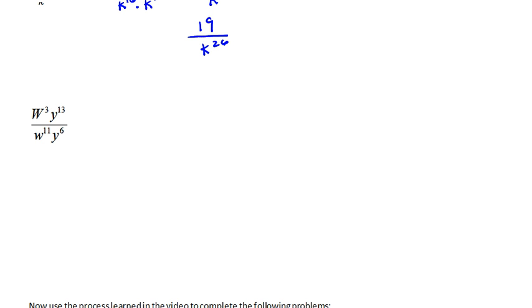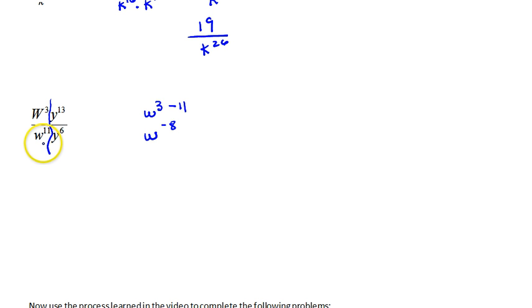w to the 3rd power, y to the 13th power, over w to the 11th power, y to the 6th power. Right? This is a division problem. So I'm going to separate my variables for now. This is like w to the 3rd minus 11, which gives me w to the negative 8th.